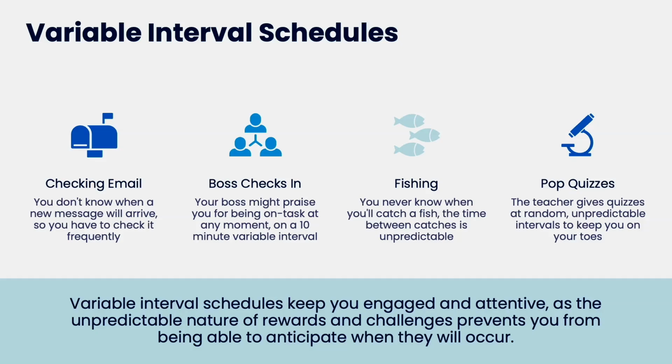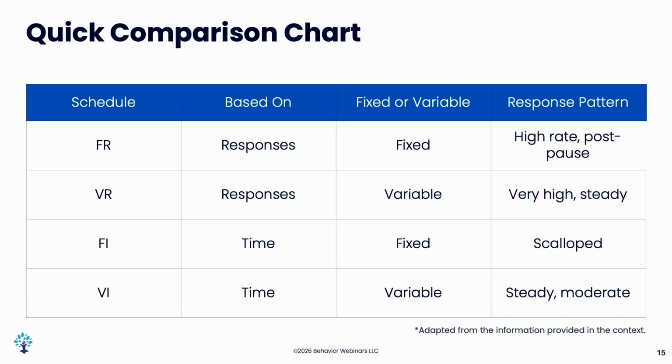Okay, variable is checking email. You don't know when the new messages will arrive, but they're typically on some sort of average schedule. On average, you're going to get this many emails on a time schedule throughout the day. Same with boss checking in, unless they're specifically checking in every 10 minutes. In general, it's going to be on praise you for being on task at any moment. Fishing is a variable schedule. That's why people will sit for hours and hours to catch a fish. Pop quizzes would be on a variable interval schedule as well.